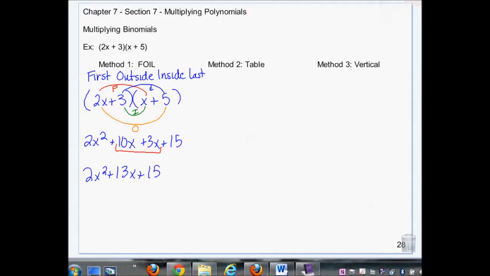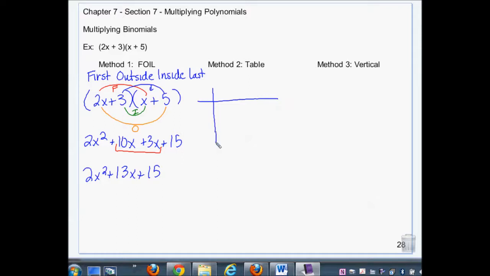So for some people, the table's nice because it's very organized, visually organized and geometrical. Looking at it, it's nice, it's square, it's pretty. So for some people FOIL's better, for other people the table is better. To do the table, it's like the multiplication table.